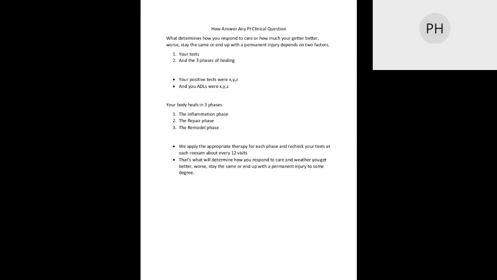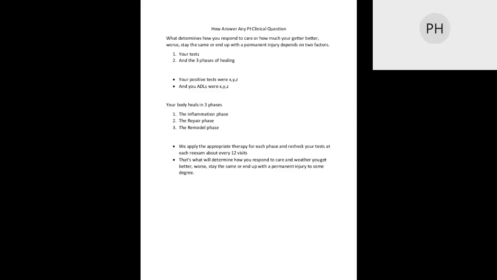Remember those principles. Remember those concepts right there. Those are like major bullet points, because that is exactly how you determine the diagnosis. That's how you determine if the patient's getting better, worse, staying the same, or has a permanent injury. It's their test relative to the science of the 3 phases of healing.